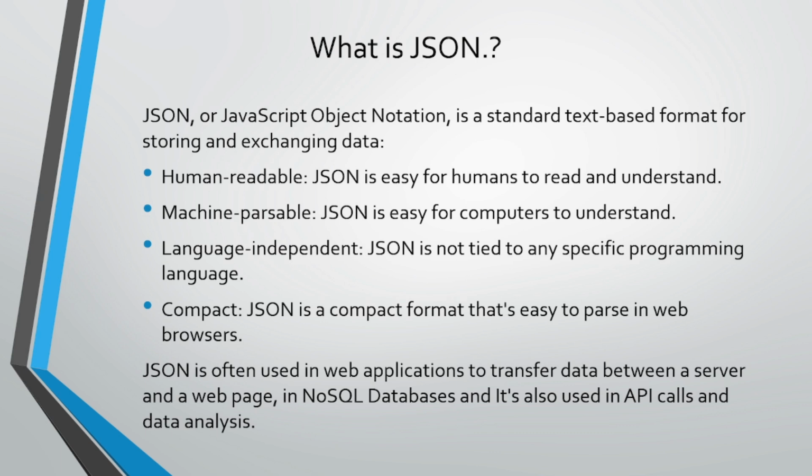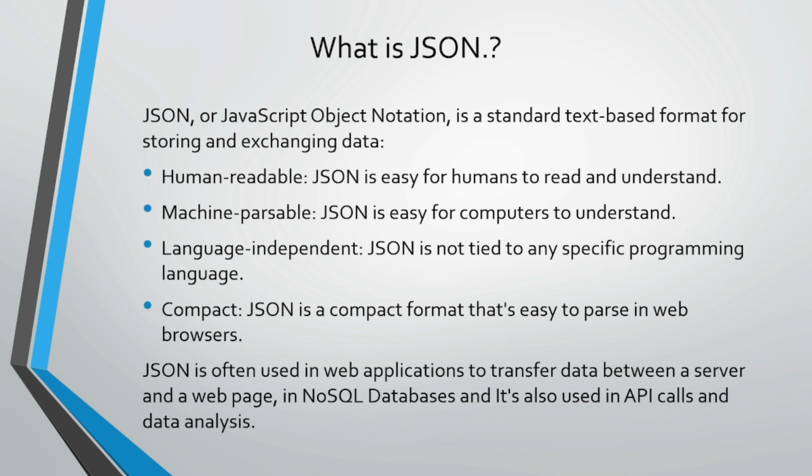To begin with, we need to cover what JSON is. JSON stands for JavaScript Object Notation. It's a standard text-based format for storing and exchanging data. It is human readable. It's easy for humans to read and understand its value and its content. It's also machine parsable. JSON is easy for computers to understand as well. It is language independent. JSON is not tied to any specific programming language, and it's compact.